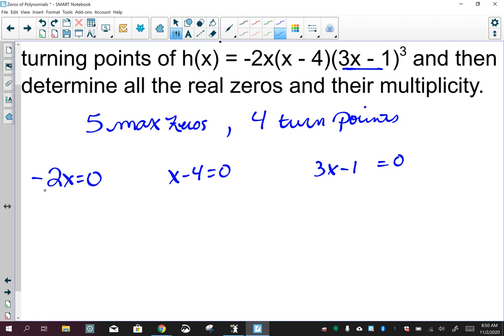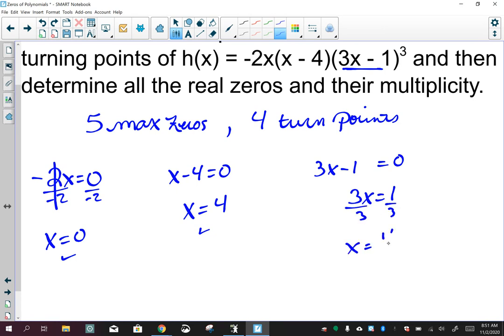All right, so now I got this first piece here. I'm going to divide both sides by the negative 2. So I got x is equal to 0. So that's my first one. Moving to this one, I've got that negative 4. I'm going to move it over so I get x is equal to 4. So that one's done. On this one, I'm going to move that negative 1 over. So I get 3x is equal to 1. Divide by the 3. So I get x is equal to 1/3.